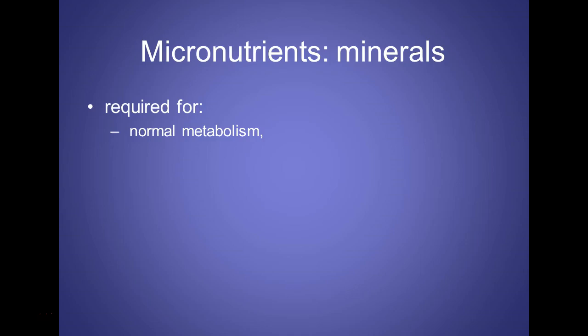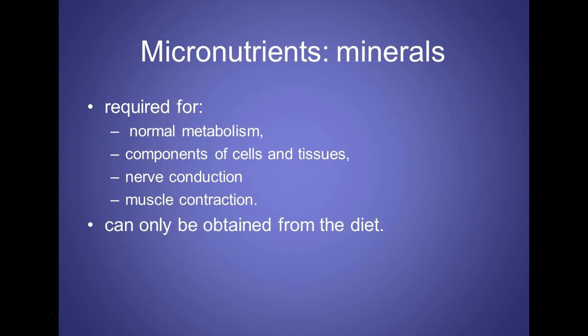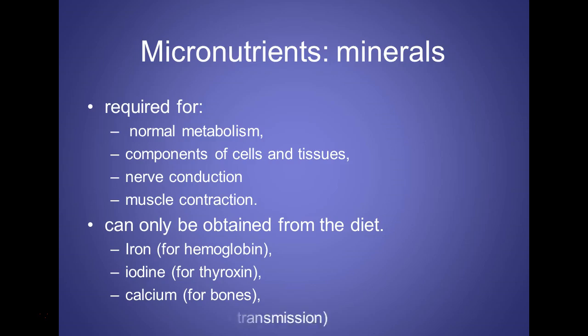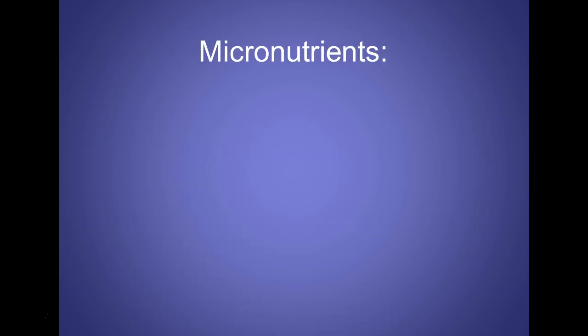So we have minerals that we need for normal metabolism, components of cells and tissues, nerve conduction, and muscle contraction, and these can only be obtained from our diet as well. So it's really important that we pay attention to our diet. We have iron for hemoglobin, iodine for what's called our thyroid gland, which we will talk about, calcium for bones, okay, and then sodium for nerve transmission.